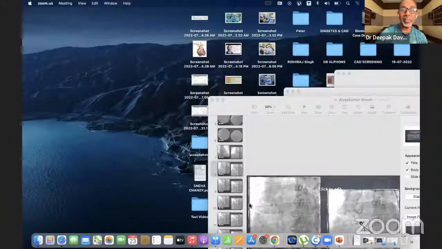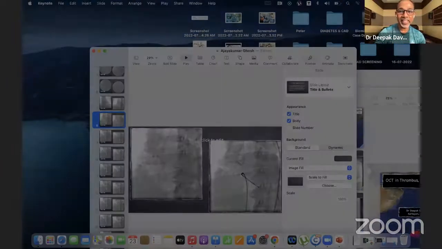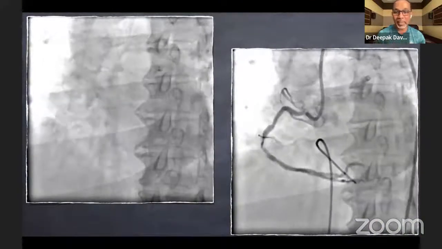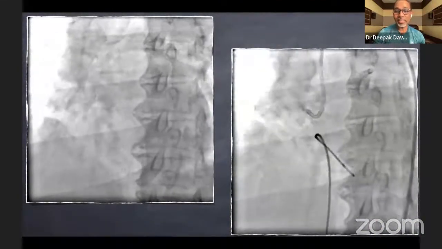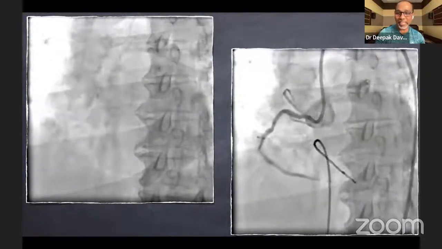So just to complement these three presentations, over the next 10 minutes, I shall take you through three short cases. Number one, the wire that got stuck. Just to complement that particular case, this is one patient who had a heavily calcified mid-right coronary artery stenosis.